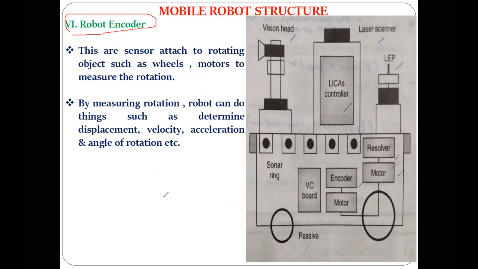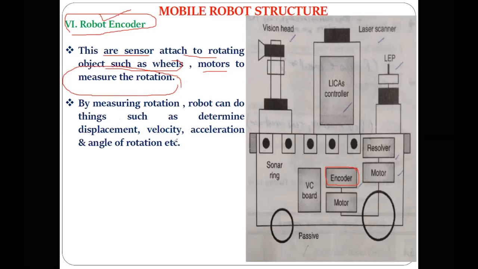Okay, robot encoder. You can see here the robot encoder is there, and it is attached to the motors, and again the motors are attached to the wheels. Here I mentioned these are sensors which are attached to rotating objects such as wheels and motors. For what purpose is this required? This is utilized for the measurement of the rotations.